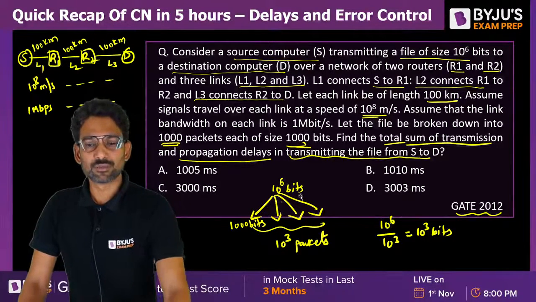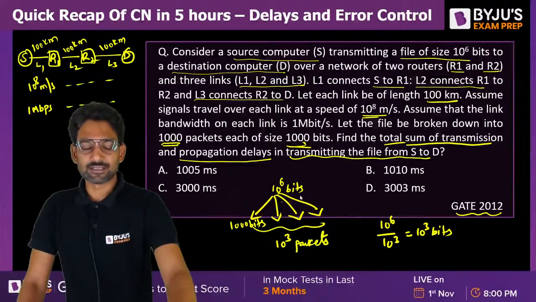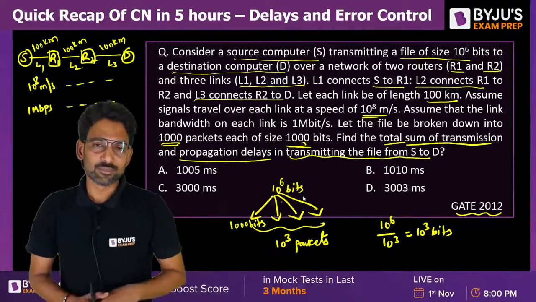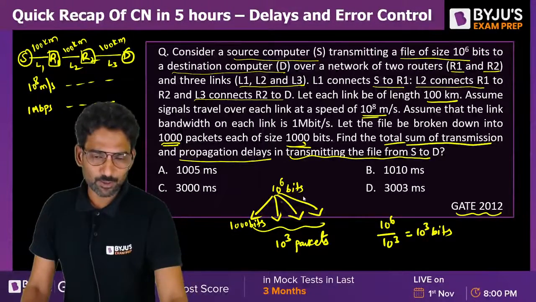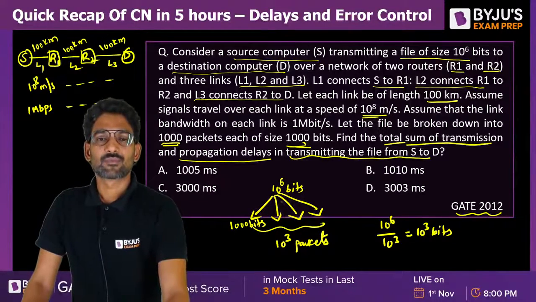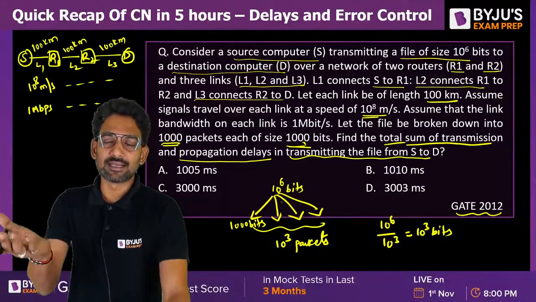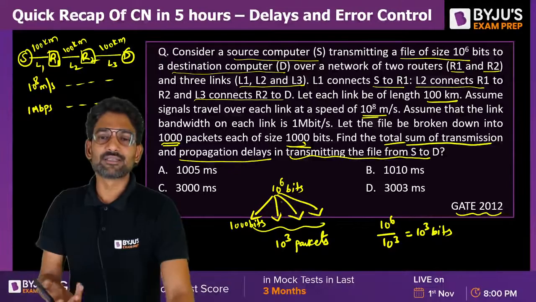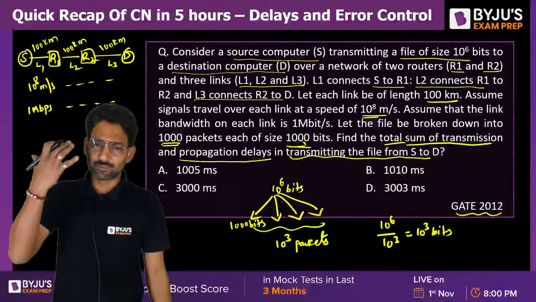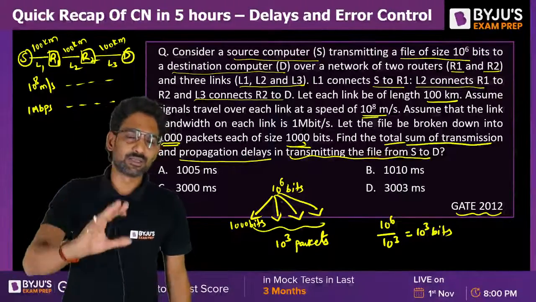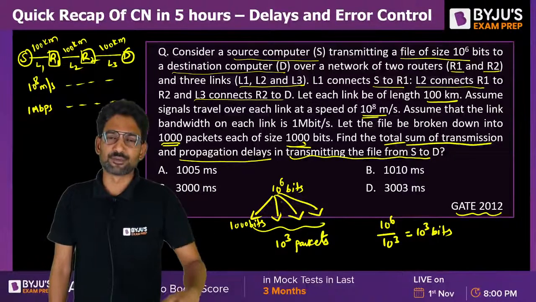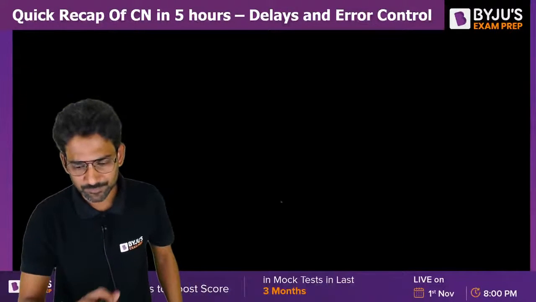There may be 1000 packets, 5000 packets, 10,000 packets. There may be two routers in between, 100 intermediate nodes, 1000 intermediate nodes. Each link's length and bandwidth are given the same here, but they can be different also. Whatever the complexity in the question, I have given one simple formula, if you remember. What is that?